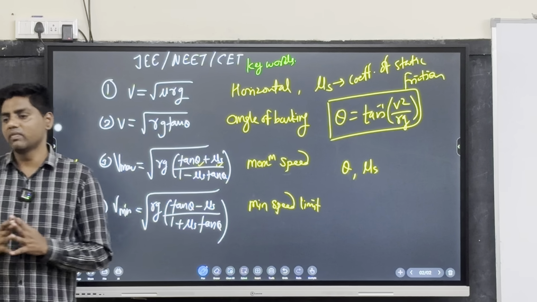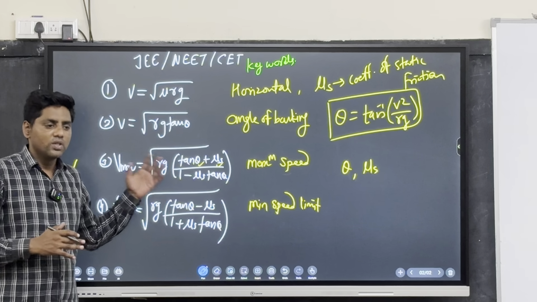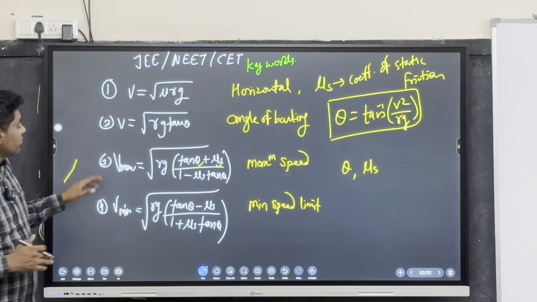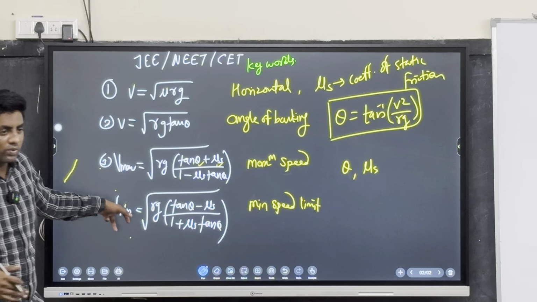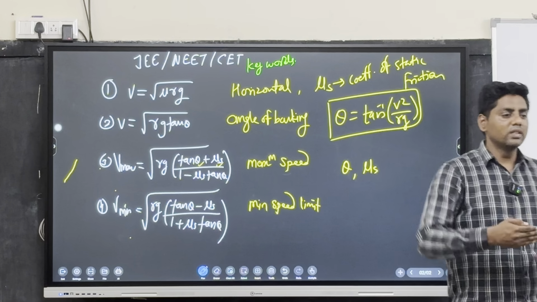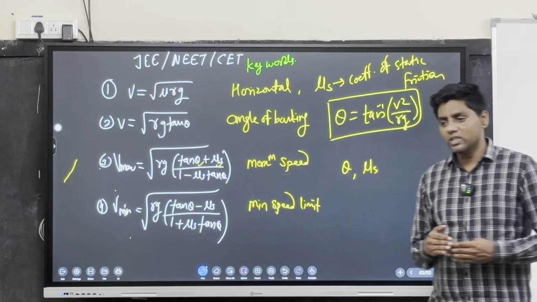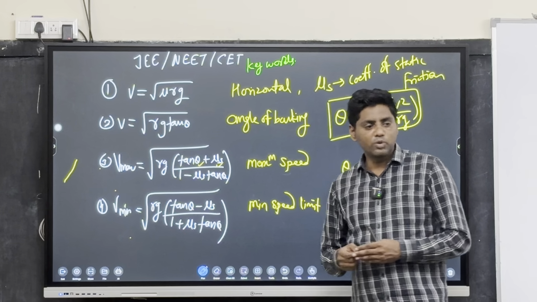In such a way we complete today's most important topic. Remember the derivations. Yesterday we already completed the derivation for maximum speed, and today we completed the derivation for minimum speed. At home, go through the complete derivation, practice, try to remember it, and write it down so you can get it properly.